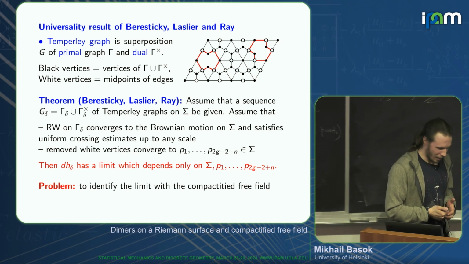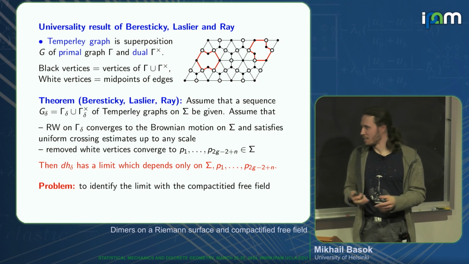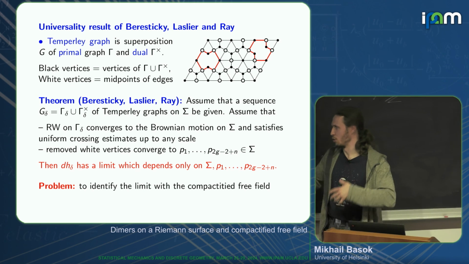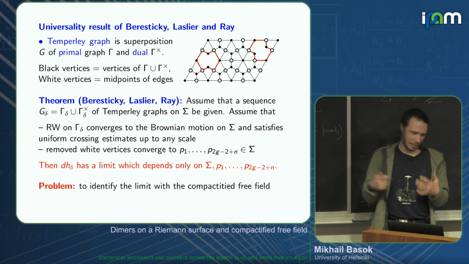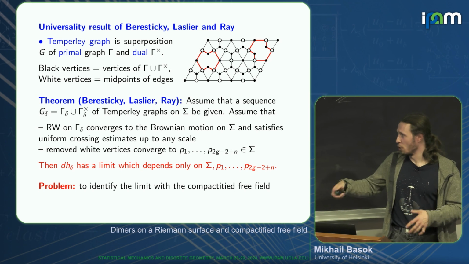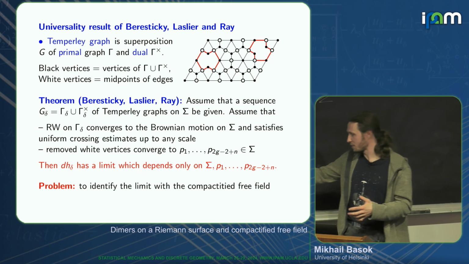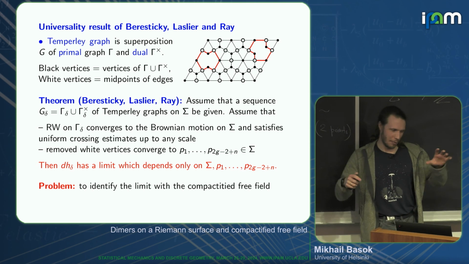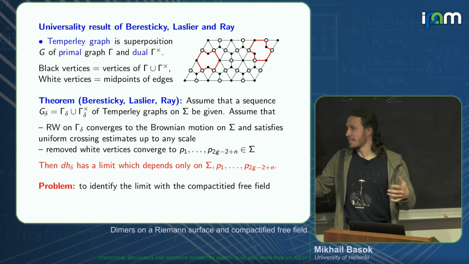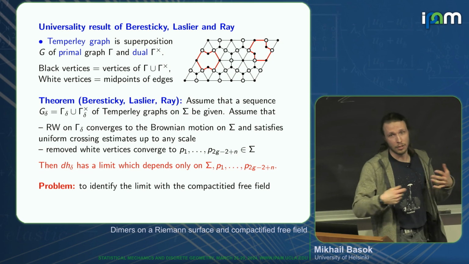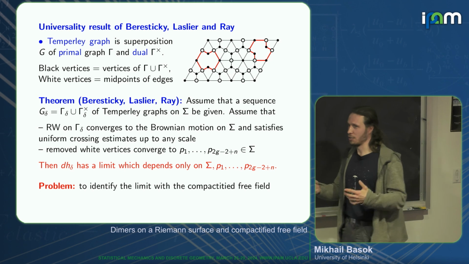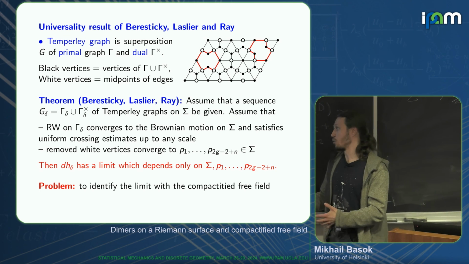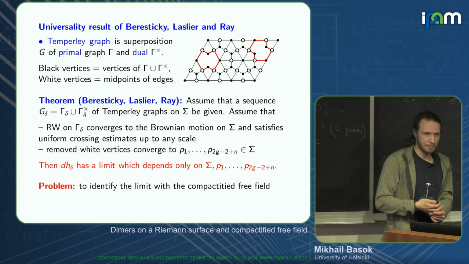Now we come to my results. What we want to do now is to change the approach, since we know that the limit does not depend on the sequence of graphs. The idea is to find a certain setup in which these Temperley graphs will be nice enough to apply a discrete complex analysis technique, to apply certain hard analysis, and to get certain invariants that would allow us to identify the limit with the compactified free field.